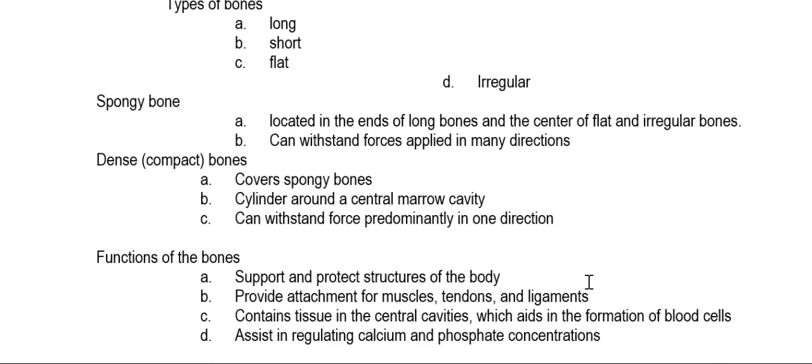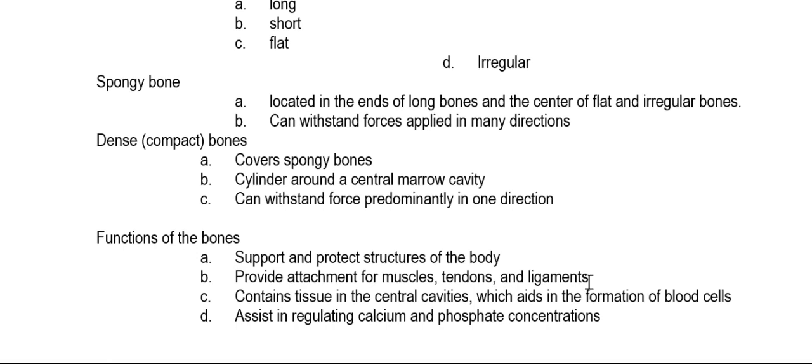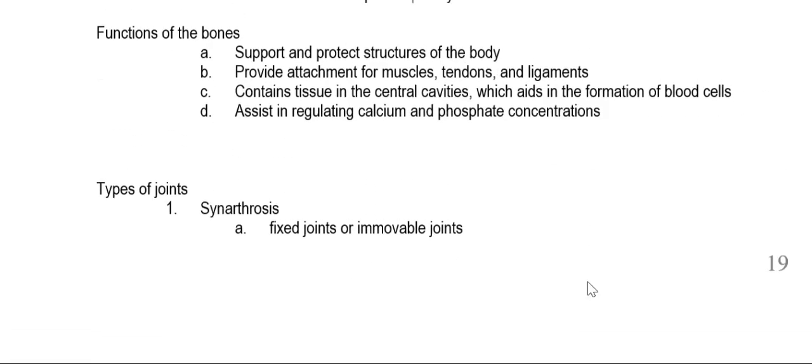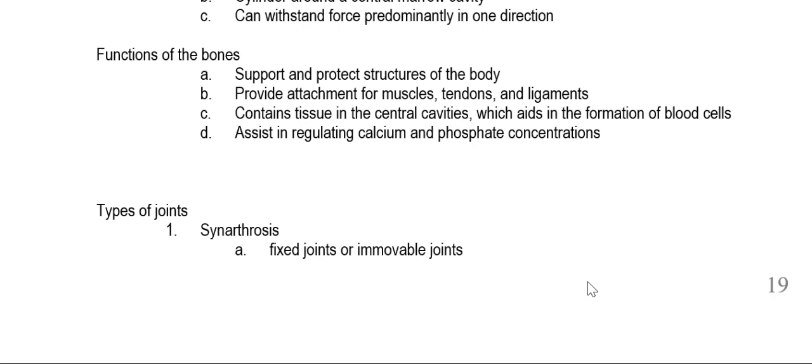We have dense or compact bones. This covers your spongy bones and forms a cylinder around a central marrow cavity. So those are the dense or compact bones. It can also withstand forces predominantly in one direction. Functions of bones, we have support and your protection.